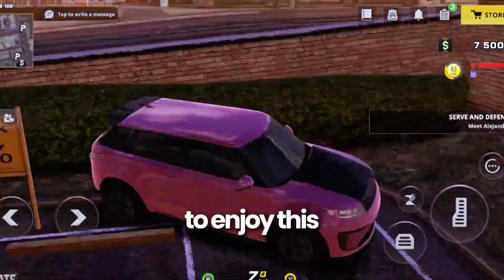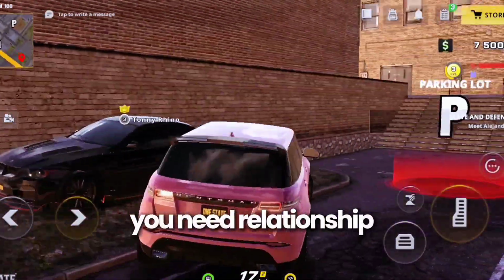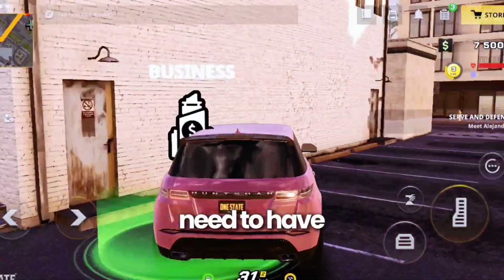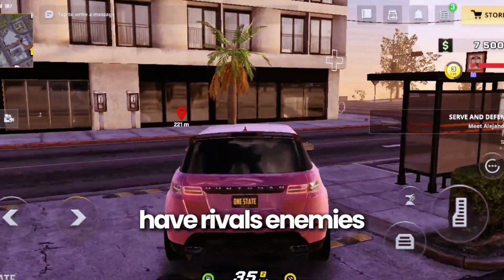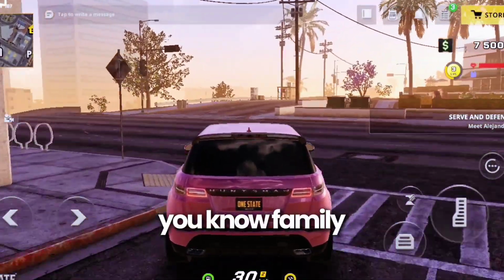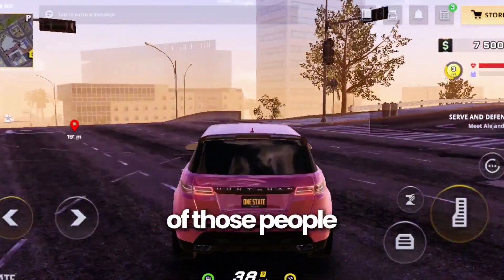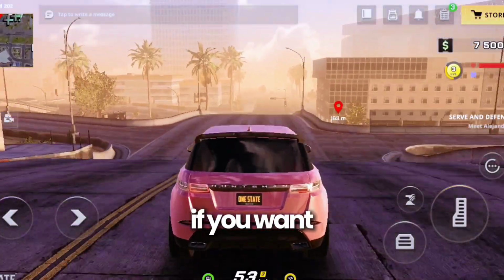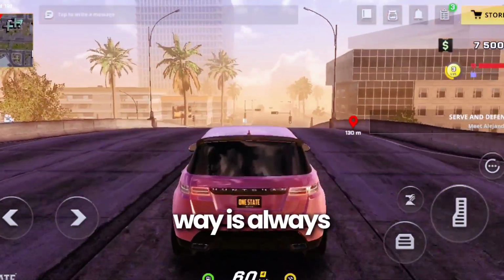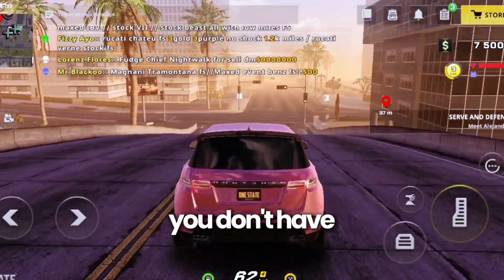As a newbie, if you want to enjoy this game, you need people, you need relationships, you need to have friends, you need to have business partners, you need to have rivals, enemies, family. You need to have all of those people in this game if you want to enjoy it. So the best way is always to build relationships with people. You don't have to be friends with everybody.